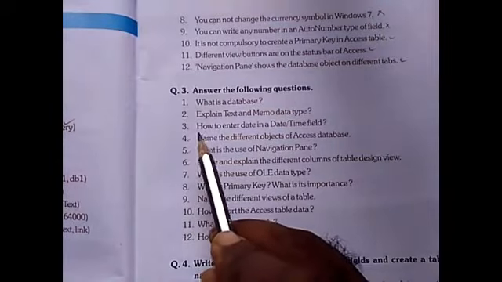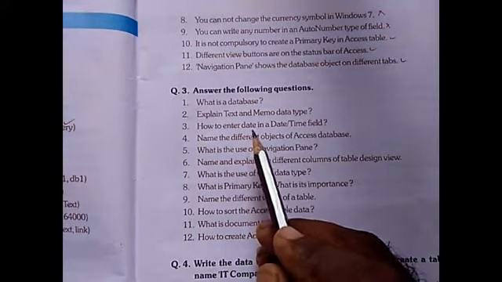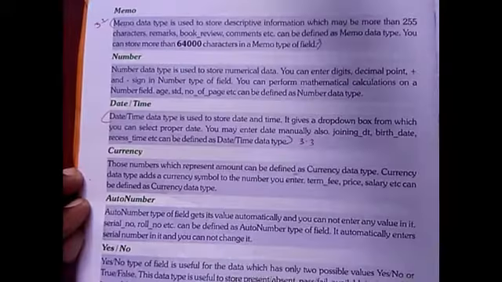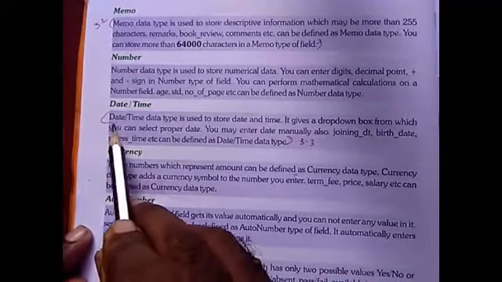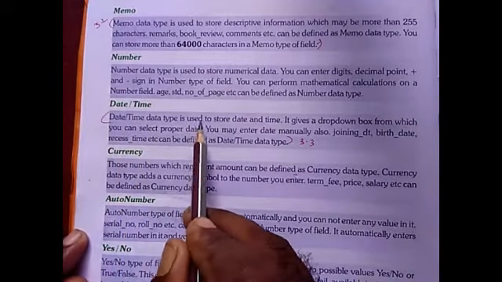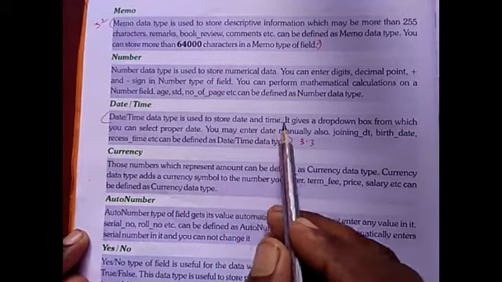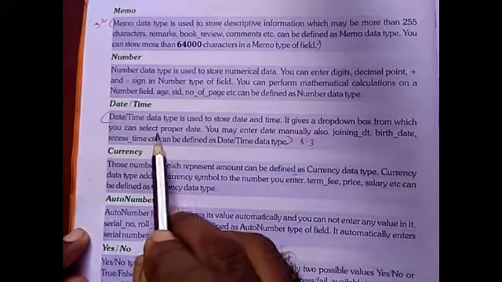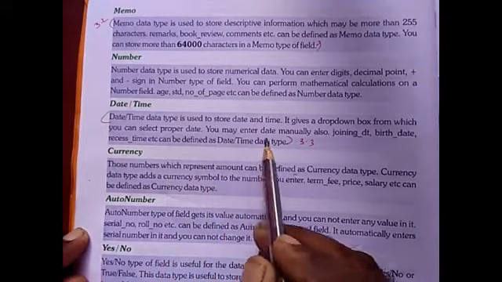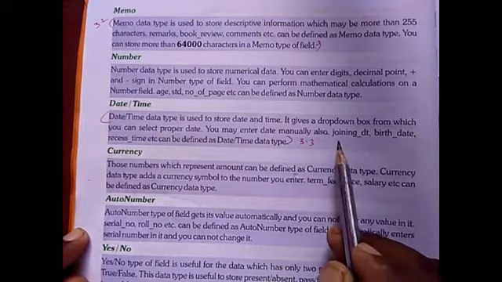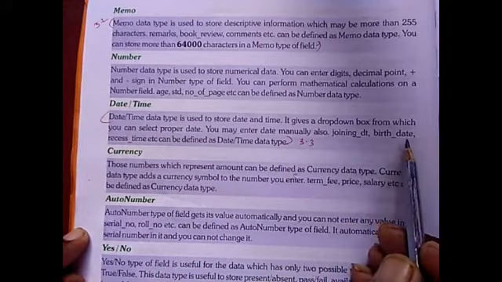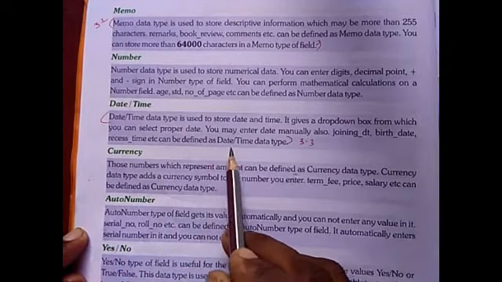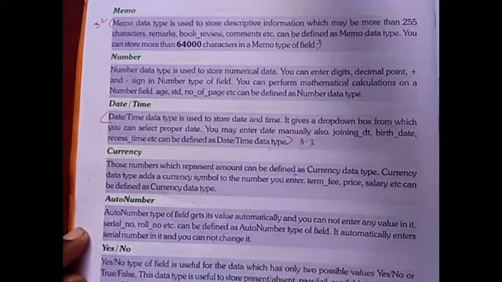Next is question number 3. How to enter date in a date time field? Answer. Date time data type is used to store date and time. It gives a drop down box from which you can select proper date. You may enter date manually also. Joining date, birth date, recess time, etc. can be defined as date time data type.